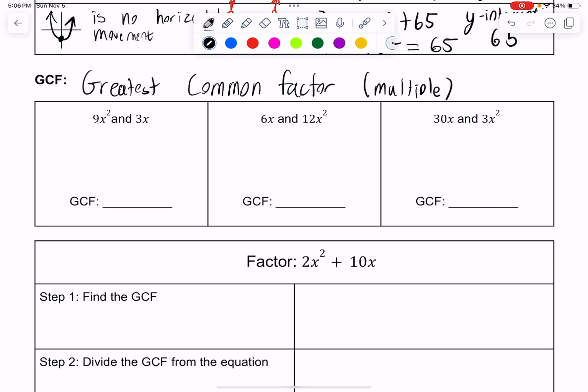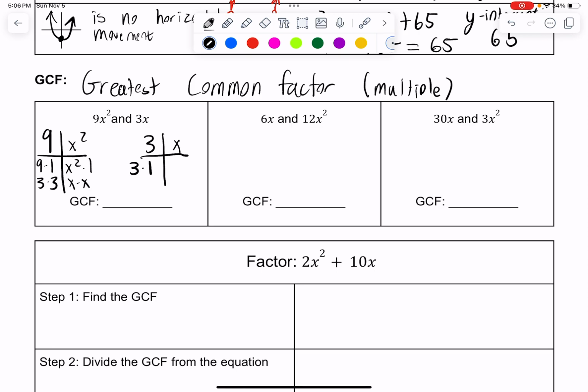So we're finding what two numbers multiply to 9x squared, and will also multiply to 3x. Well, 9's factors are 9 times 1 and 3 times 3, because 9 times 1 gives us 9 and 3 times 3 gives us 9. The other one that we can have is x squared times 1 or x times x. Remember that squared just means that we are multiplying the same thing twice. Here, 3 only has 3 times 1, and x is x times 1.